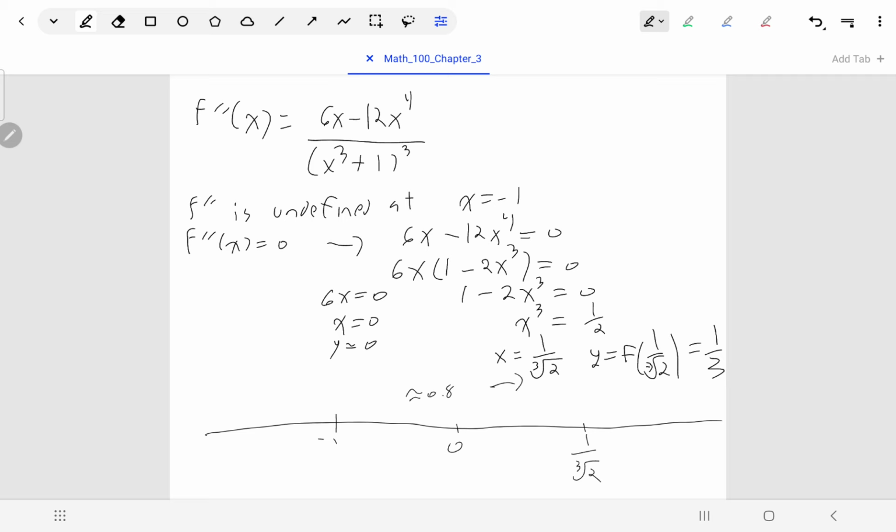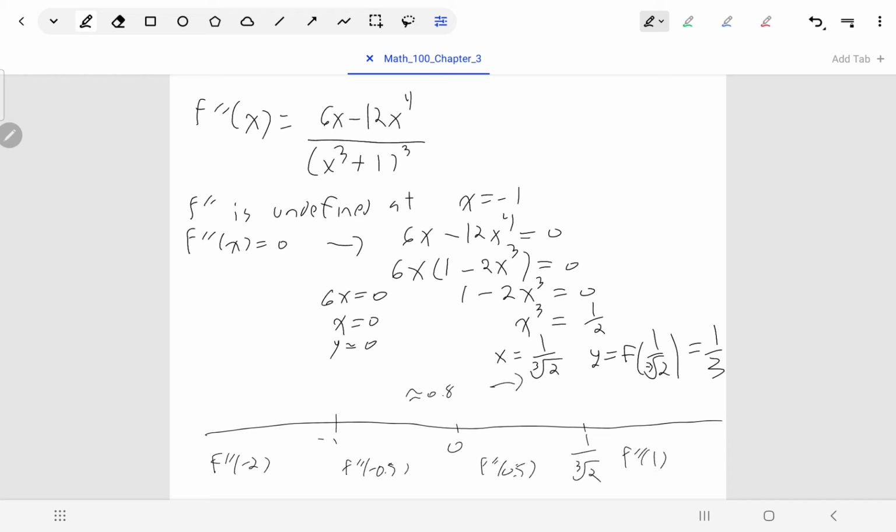So when I'm looking at picking my numbers, I'll pick something less than -1. So I'll pick, let's say, -2, and put it into my second derivative. I'll pick something between -1 and 0, so I'll pick -0.5. Between 0 and 1 over cube root of 2, so 0 and 0.8, I'll pick +0.5. And then for bigger than 1 over cube root of 2, I can pick 1.